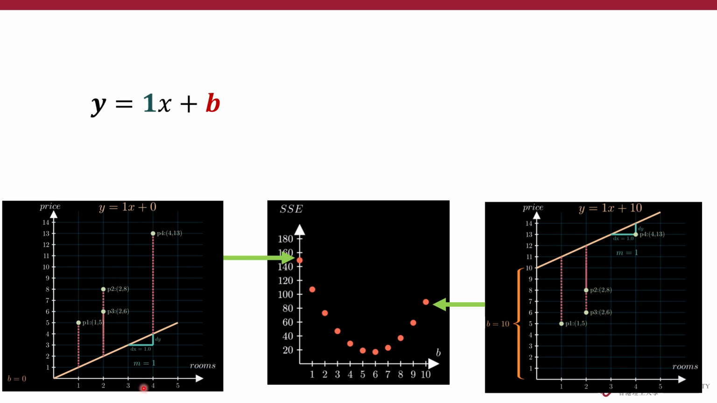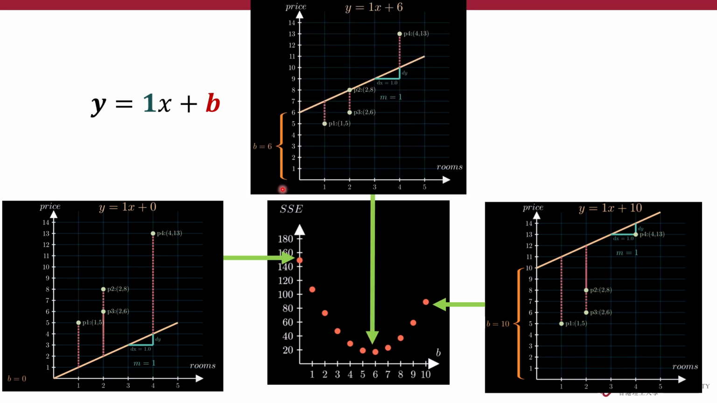We can also plot another one, for example b equals 6, and we will have different errors at the data points. Again we sum up the errors together, and here we have 20 something. By plotting all the points, we can get a parabola.